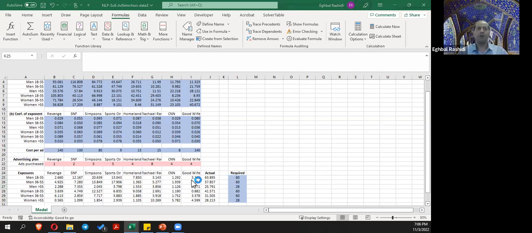So this has to be greater than or equal to that value here.